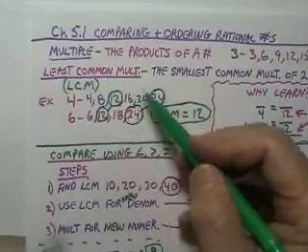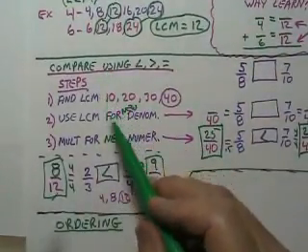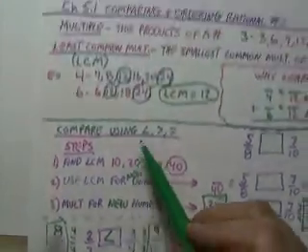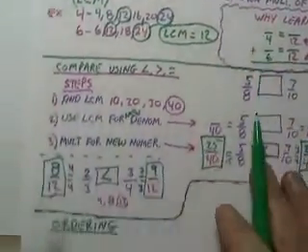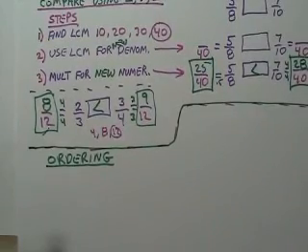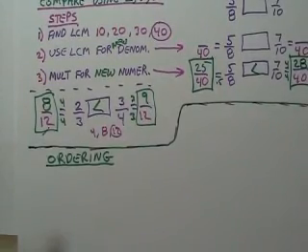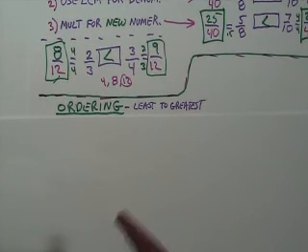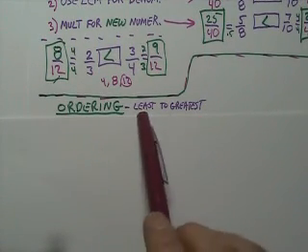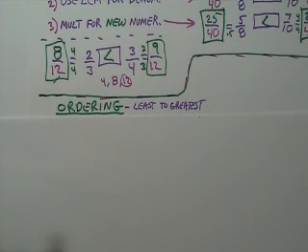Okay, so far we went over some terms. We went over comparing. And now we're doing ordering. Because remember, our title was compare and order. So now we'll do some ordering down at the bottom. Ordering. Now what we're going to do is we're going to order from least to greatest. Smallest to largest.